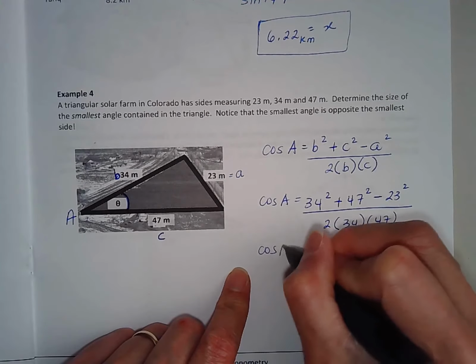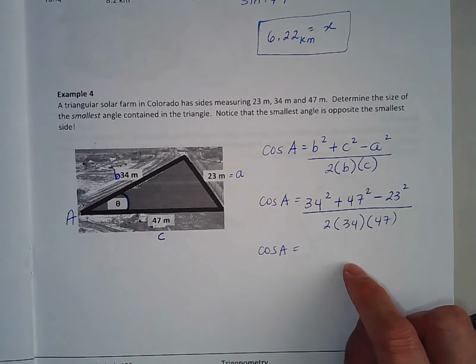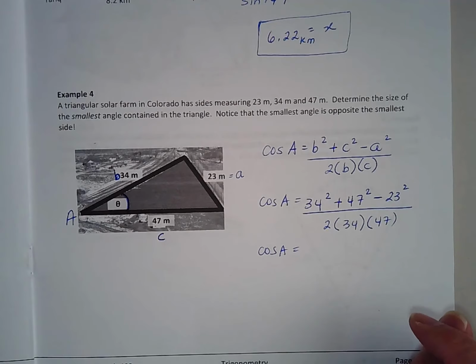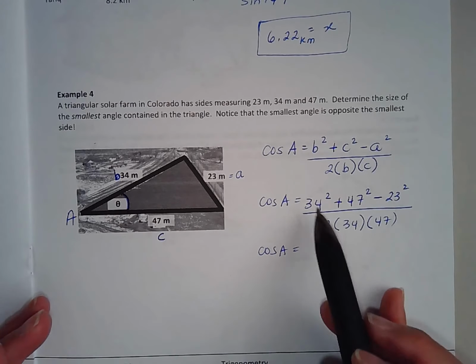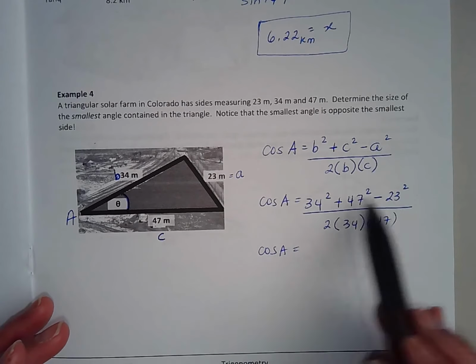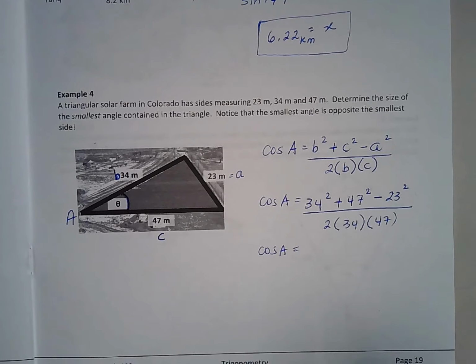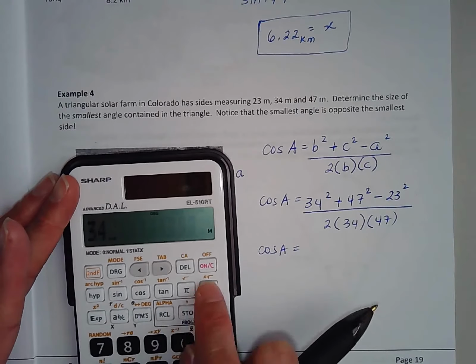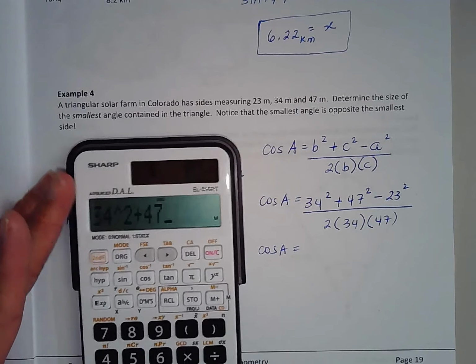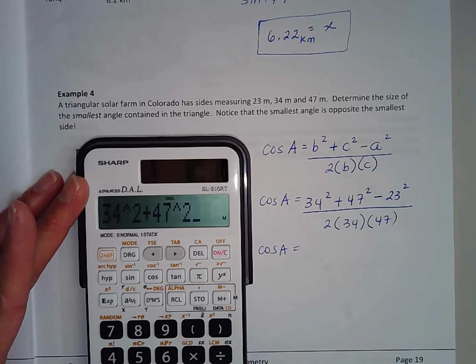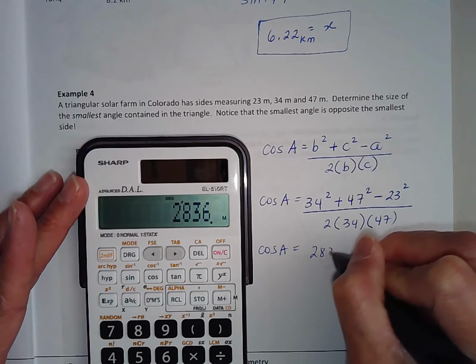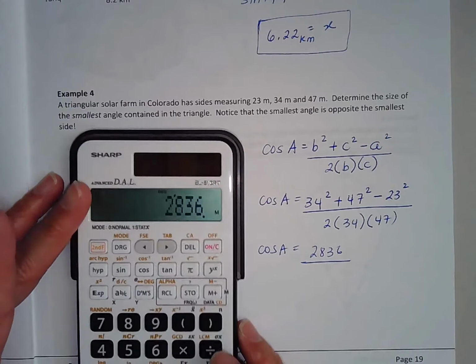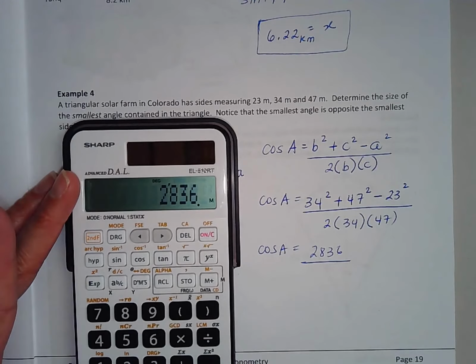Now, I think last time when we were talking about this, I said to work out the top, work out the numerator, write down the number, and then work out the denominator, write down the number. So let's do that. Okay, so the numerator is 2836.